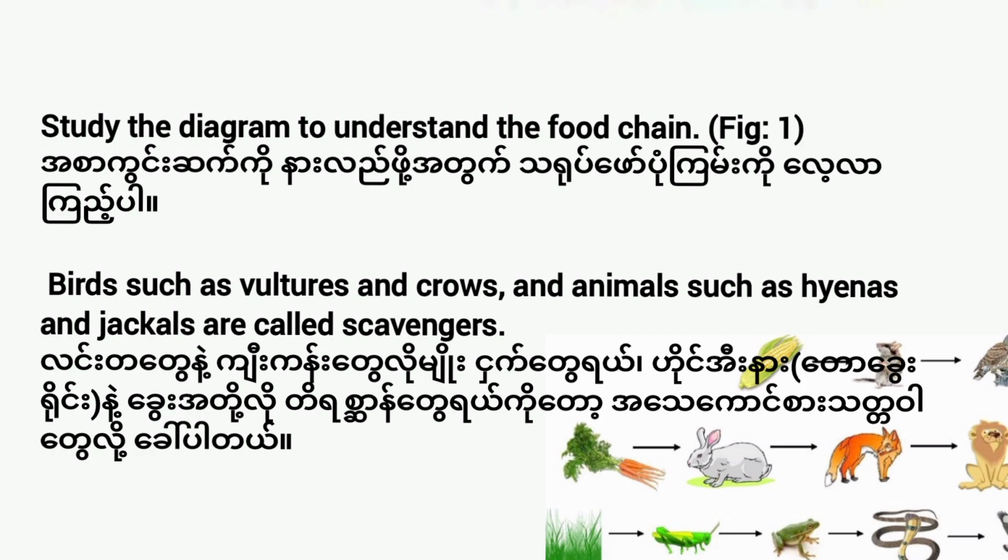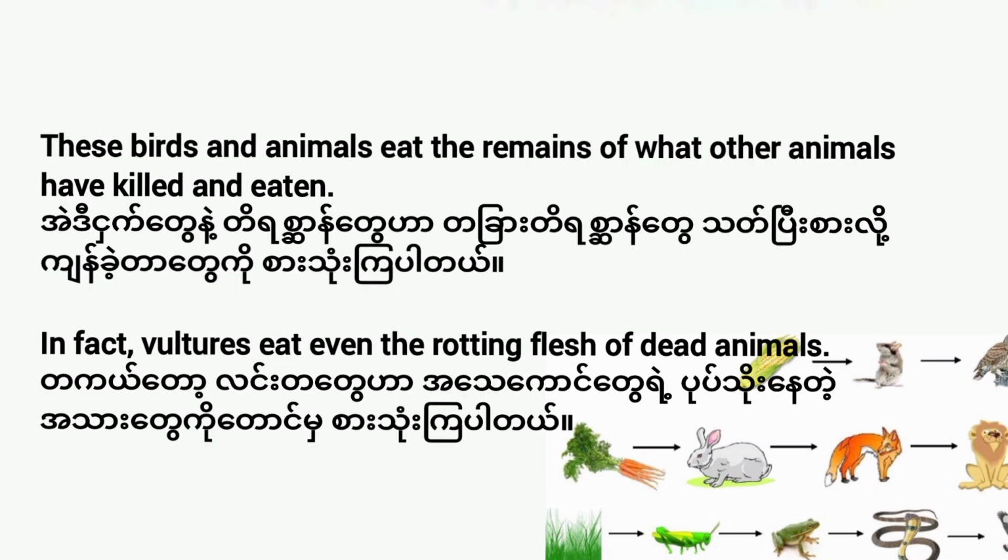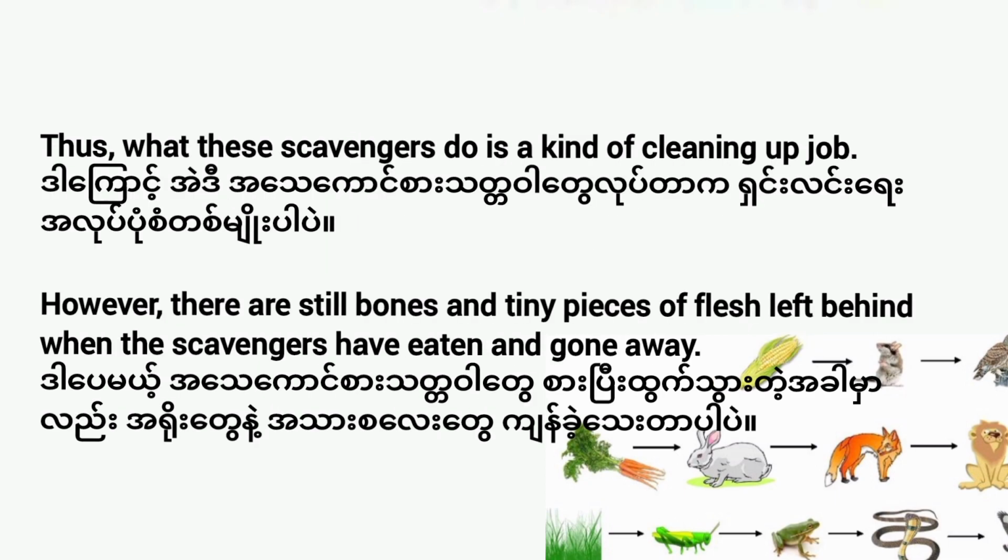Birds such as vultures and crows, and animals such as hyenas and jackals are called scavengers. These birds and animals eat the remains of what other animals have killed and eaten. In fact, vultures eat even the rotting flesh of dead animals. Thus, what these scavengers do is a kind of cleaning up job.